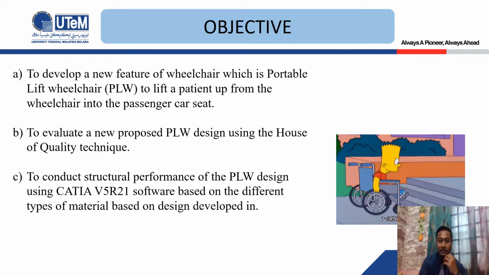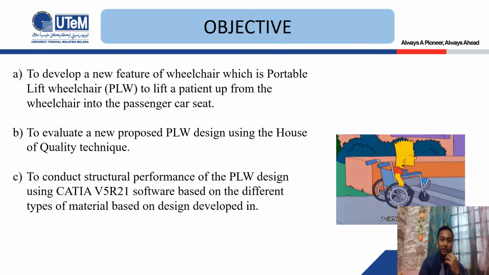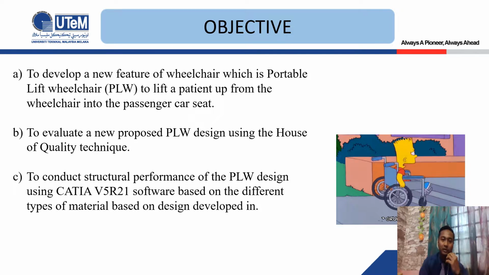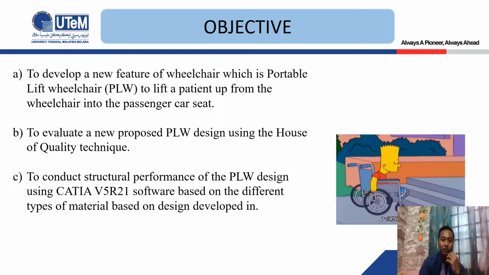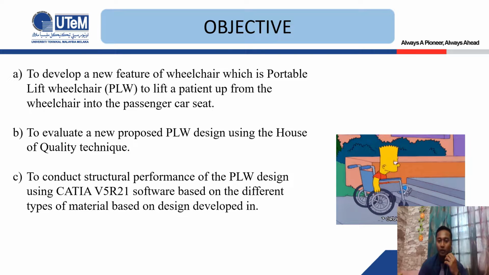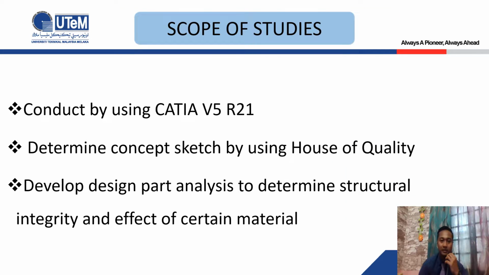So, this slide shows my objectives. First, to develop a new feature of wheelchair, which is the portable lift wheelchair (PLW), to lift a patient up from the wheelchair into the passenger car seat. Next, to evaluate a new proposed PLW design using the House of Quality technique. And lastly, to conduct structural performance of the PLW design using CATIA V5R21 software based on different types of material based on the design developed.